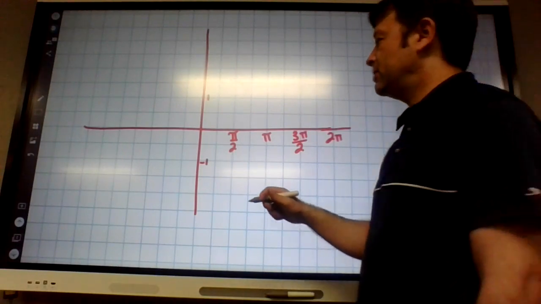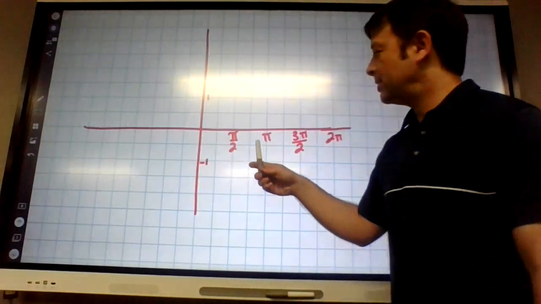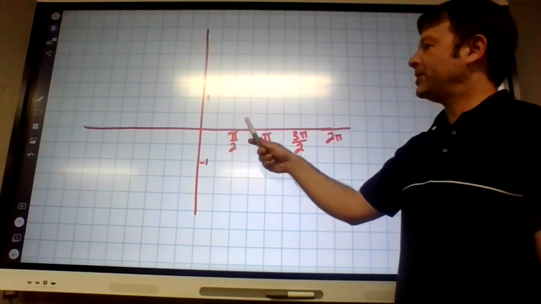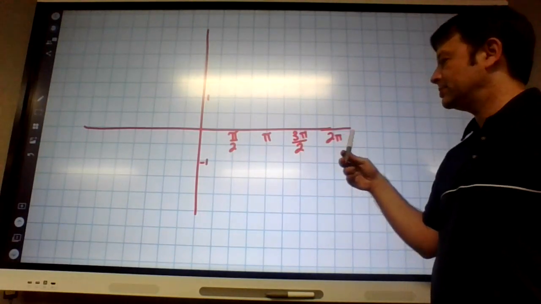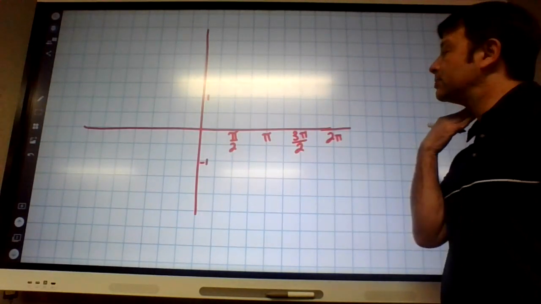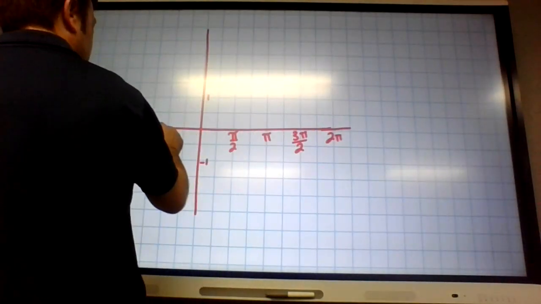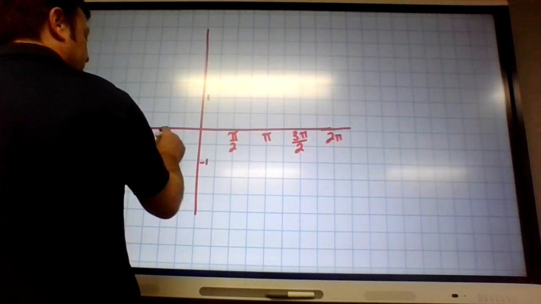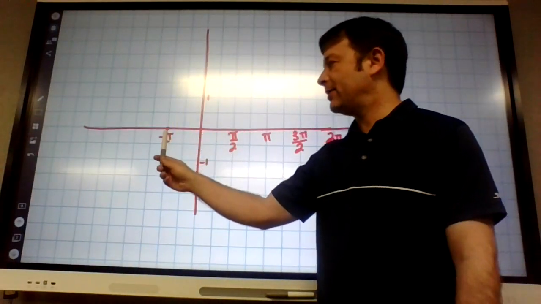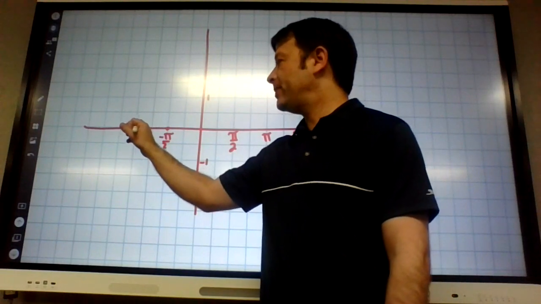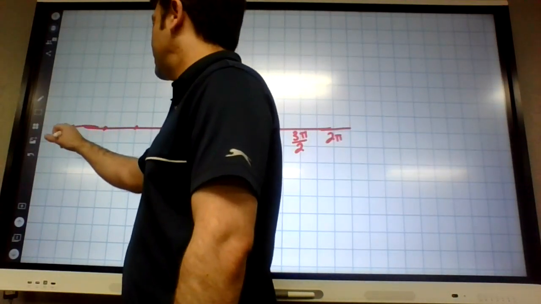So I'm counting: instead of 2 I put pi over 2, instead of 4 I put pi, instead of 6 I put 3 pi over 2, instead of 8 I put 2 pi, just spreading it out a little bit. And in the negative direction, it would be the same, just going backwards. I'm not going to mark all these, but this would be negative pi over 2, negative pi, negative 3 pi over 2, and negative 2 pi would be way over here.